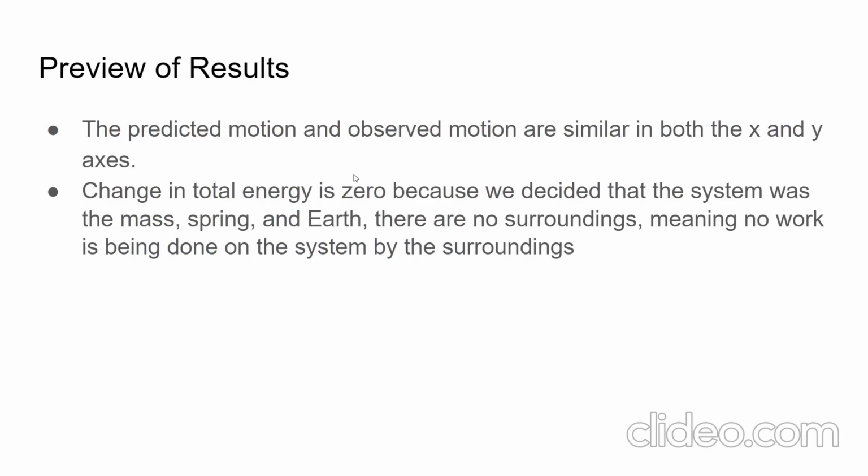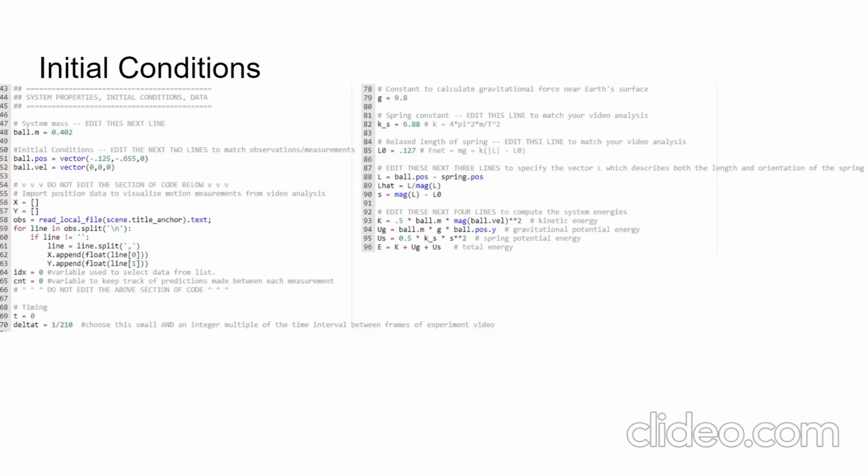For the preview of the results, the predicted motion and observed motion are similar in both the x and y axes. Change in total energy is 0 because we decided that the system was the mass, spring, and earth. Since there are no surroundings, there is no work being done on the system by the surroundings. For our initial conditions, we set the weight of the system to be 0.402.